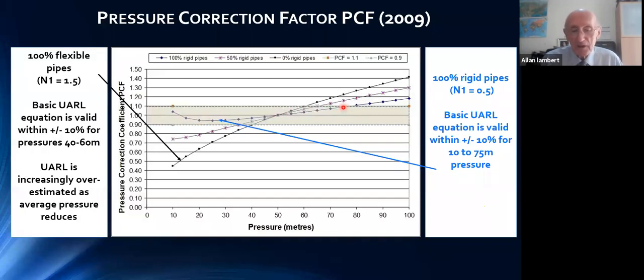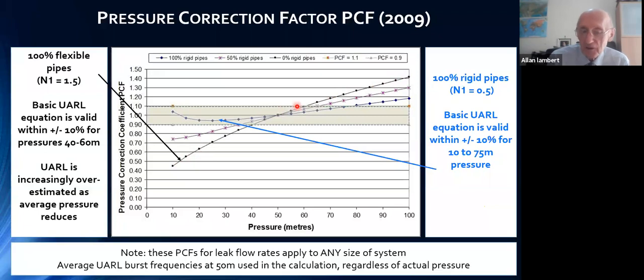But if we have 0% rigid pipes, that's 100% flexible, and all the leaks are much more sensitive to pressure, then it follows this lower curve. And that means that the pressure correction factor is within 0.9 to 1.1 only for the shorter range of 40 to 60 meters pressure. And if you go below 40 meters, it drops off very quickly. And if you go above 60 meters, then it rises up to, in that case, about 1.4.